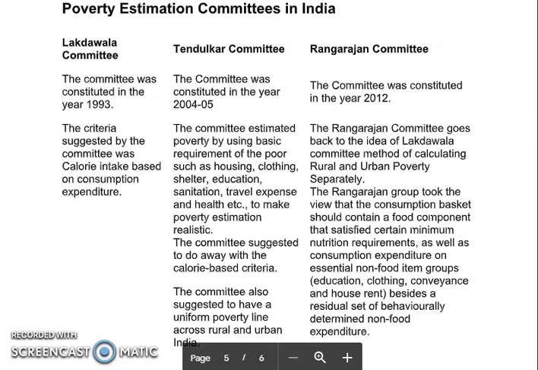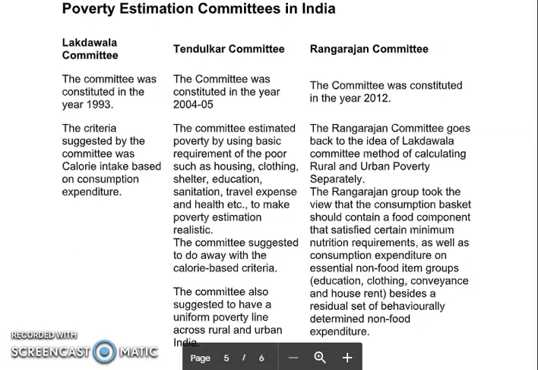Lakdawala Committee, in 1993, was the first to estimate poverty in India. The criterion suggested by the committee was calorie intake based on consumption expenditure. Lakdawala Committee suggested that calorie intake was the basis of consumption expenditure. That will determine the poverty line.